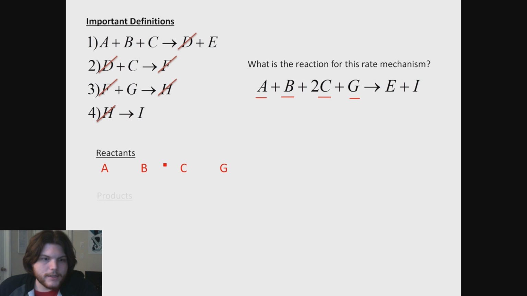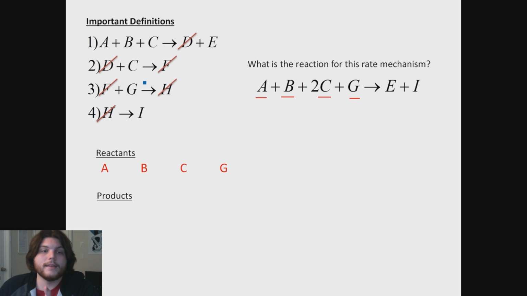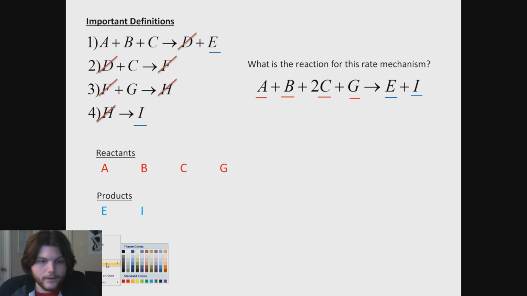Now, we also need to label our products. That one's pretty easy. Our products are the only things that lie on the product side of the reaction. So here on the product side, we have E and I. Here we can find them both, E and I, right there. So those are going to be our products. Pretty simple.